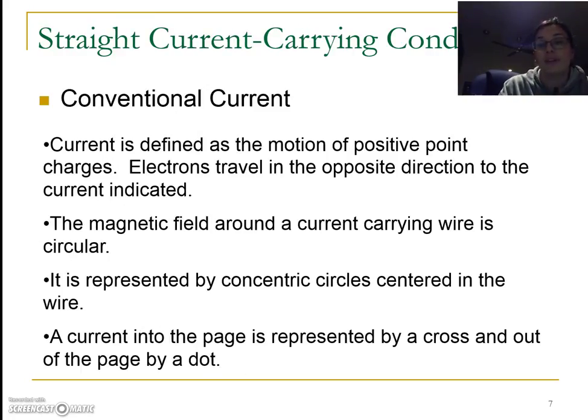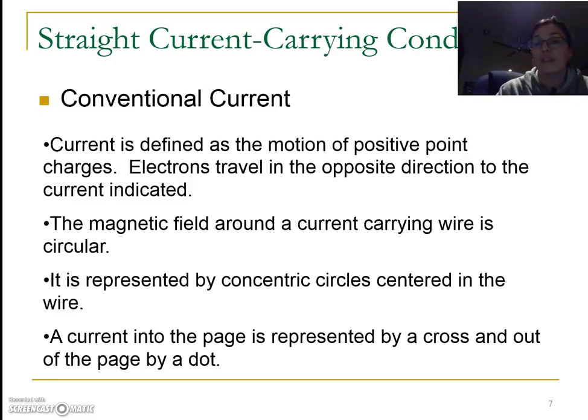Alright, so the next part we're going to chat about is what this means for current, because we're still following on from electric fields and electric current, and seeing what happens there. So the first thing is conventional current. We've really been studying current for about 200 years, since people discovered electricity and we started working with it and experimenting with it.